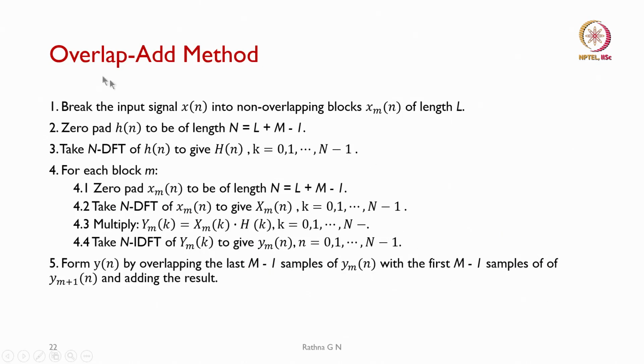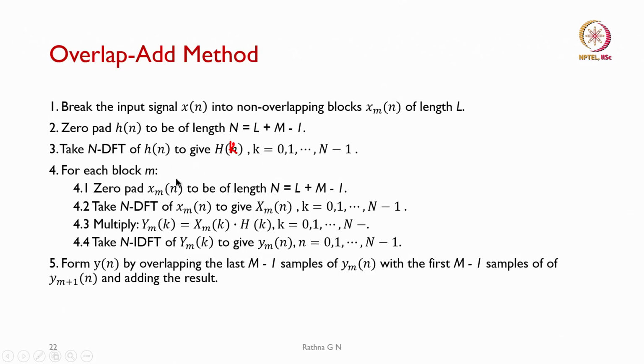So, we have the overlap add method. How is it going to work? What is shown here is the algorithm. First, break the input signal x of n into non overlapping blocks x m of n of length L, and then we zero pad h of n to be of length N equal to L plus m minus 1, and then we take the N point DFT of h of n to give H of k for k equal to 0 to N minus 1.